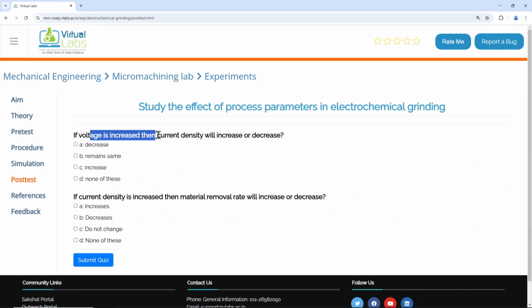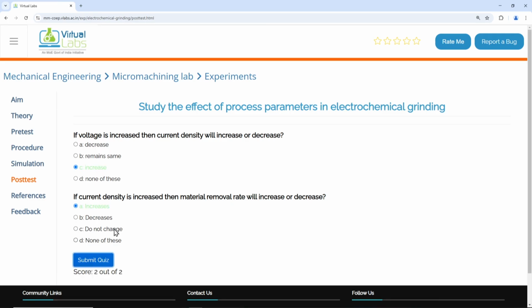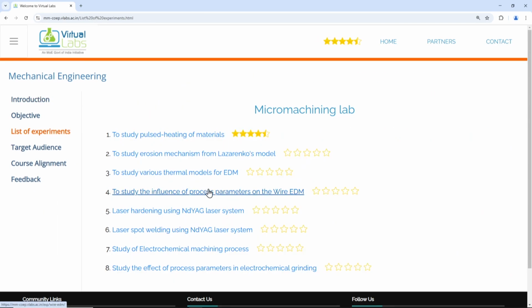If the voltage is increased, will the current density increase or decrease? If the voltage is increased, the current density will also increase. If the current density is increased, will the material removal rate increase or decrease? With current density, MRR also increases; we have seen the trend. So this was the micro machining lab in which different experiments are there.